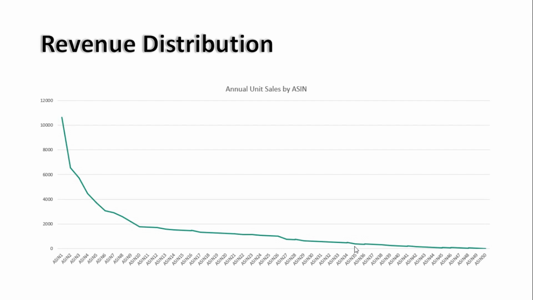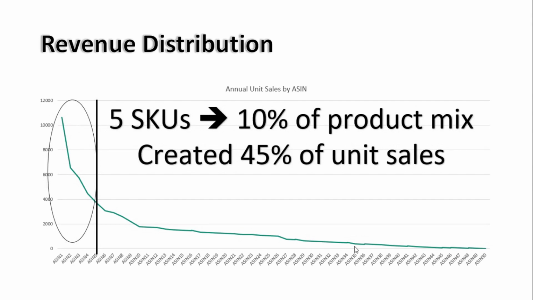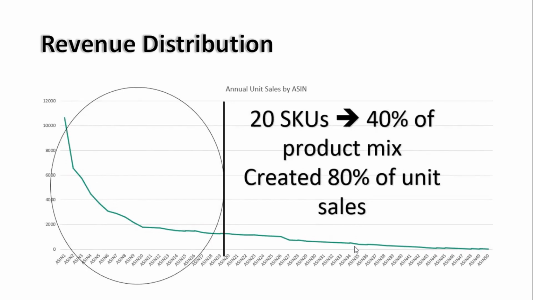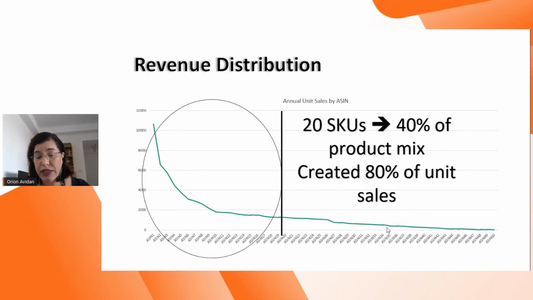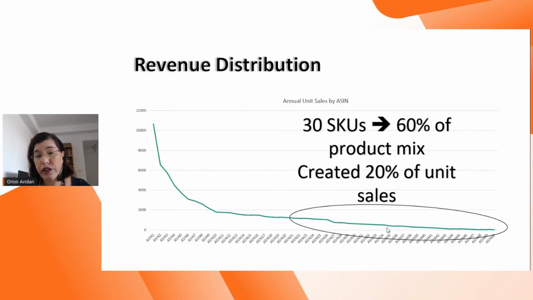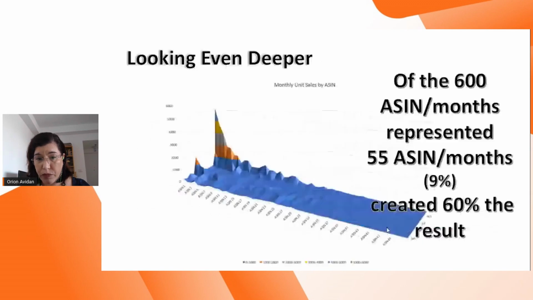And if we look at this distribution, we see it has several zones. The first 5 ASINs, just 10% of this product mix, created 45% of the unit sales. And depending on cost, it probably created more than 45% of the dollar sales. The first 20 SKUs or ASINs created 80% of the sales. And the last 30 SKUs created 20% of the unit sales. So there is a disproportion.